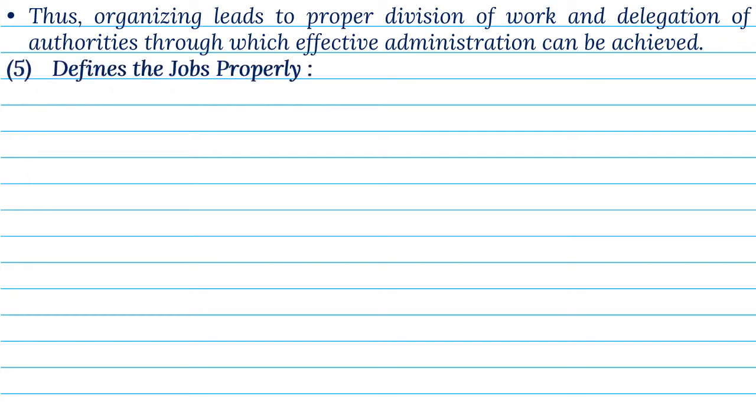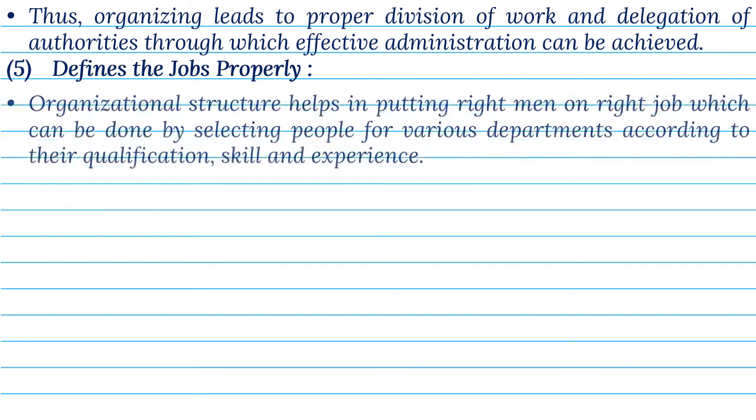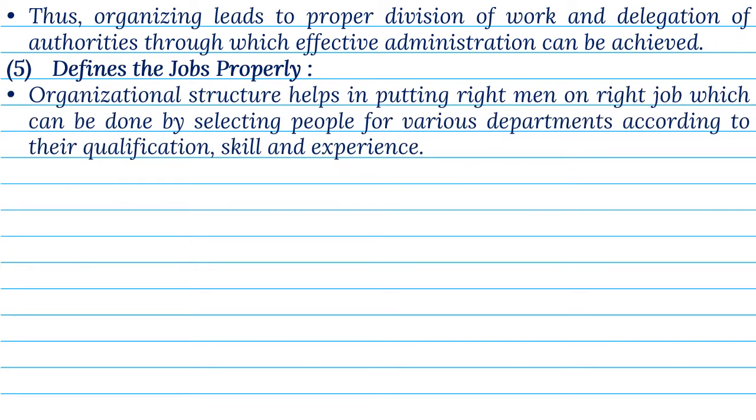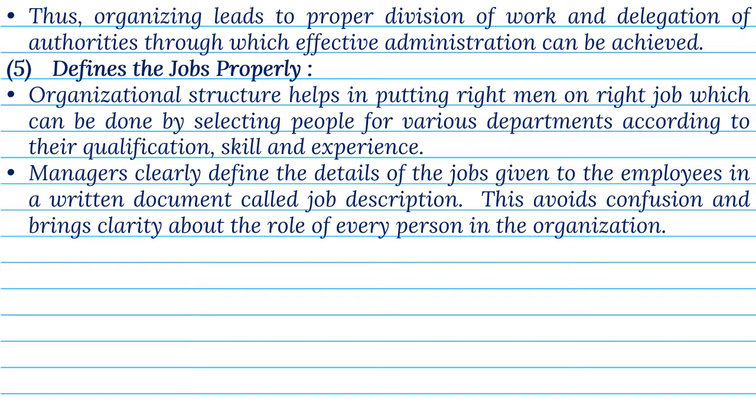5. Defines the jobs properly. Organizational structure helps in putting the right men on the right job, which can be done by selecting people for various departments according to their qualification, skill, and experience. Managers clearly define the details of the jobs given to the employees in a written document called job description. This avoids confusion and brings clarity about the role of every person in the organization.